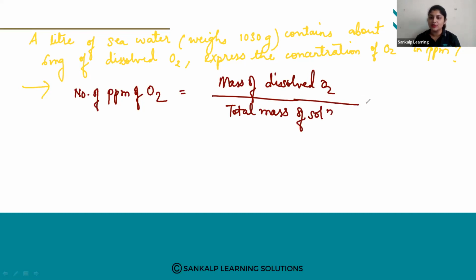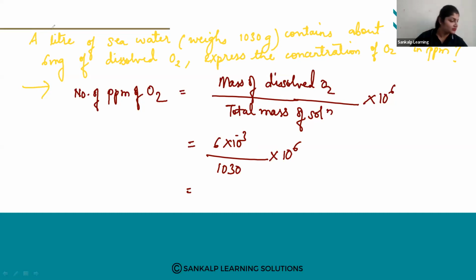into 10 raised to 6. Now, what is the mass of the dissolved oxygen? It is 6, and we are expressing in grams, so it should be 6 into 10 raised to minus 3, divided by the total mass of the solution, which is 1030 grams, into 10 raised to 6. So what is the answer? Just calculate and see what the answer will be.